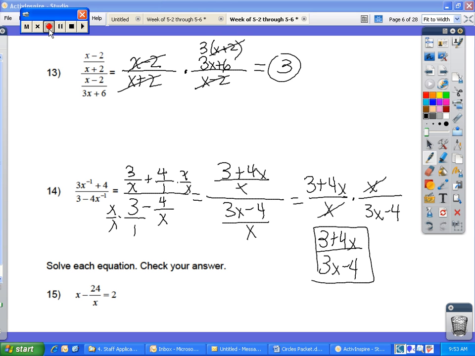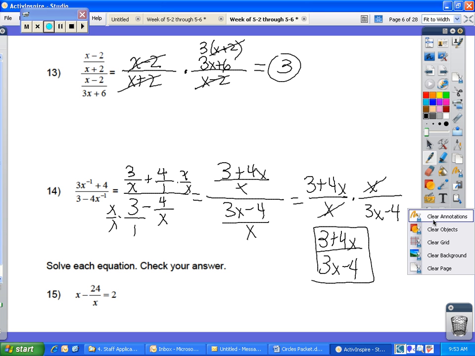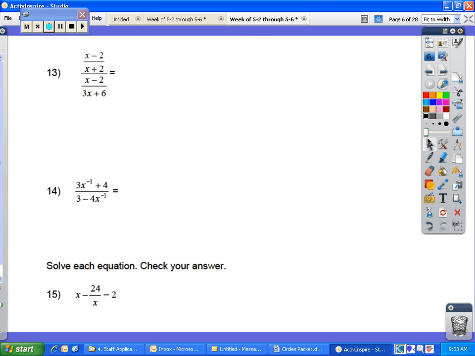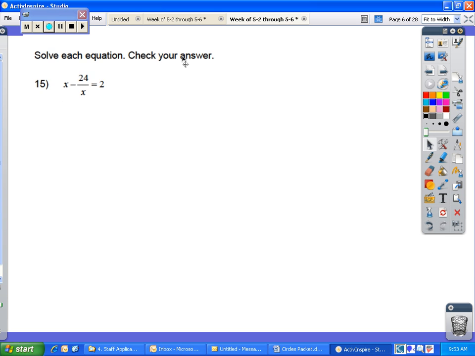Right, solving equations. For my first equation, for number 15, notice that I don't have a single fraction over here, so I'm going to have to subtract these two, which means I'm going to have to get a common denominator of x, so I multiply this fraction by x over x. So I'm left with x squared minus 24 over x equals 2.